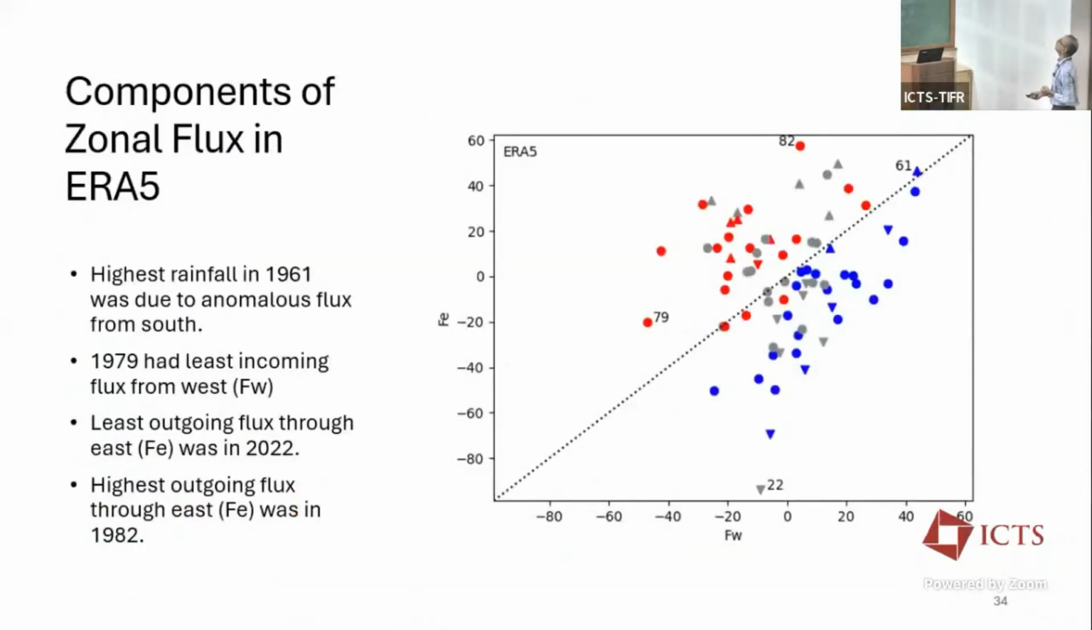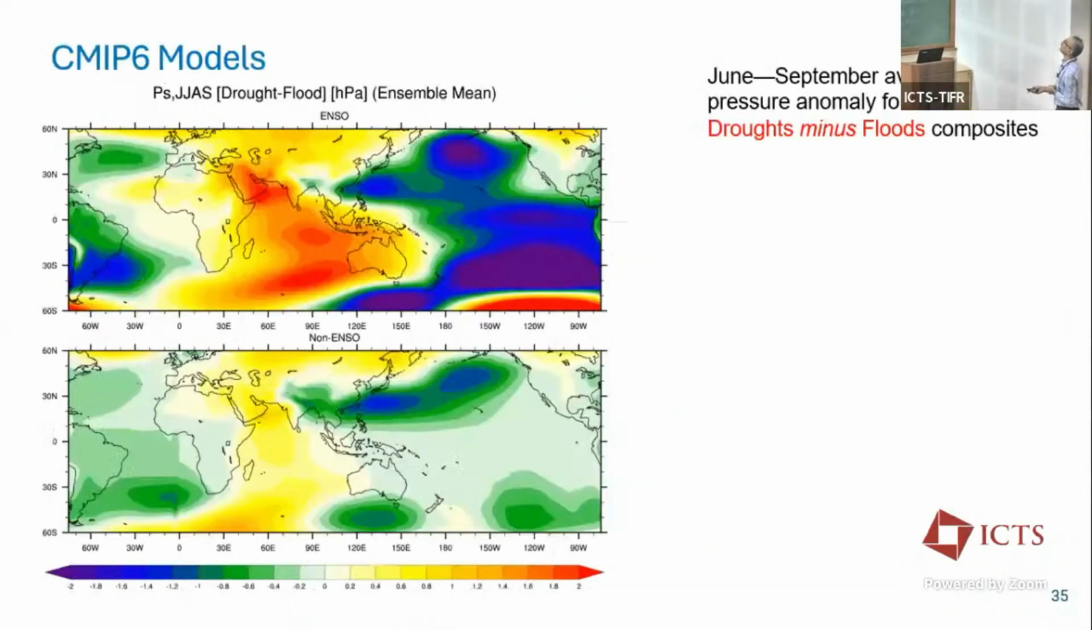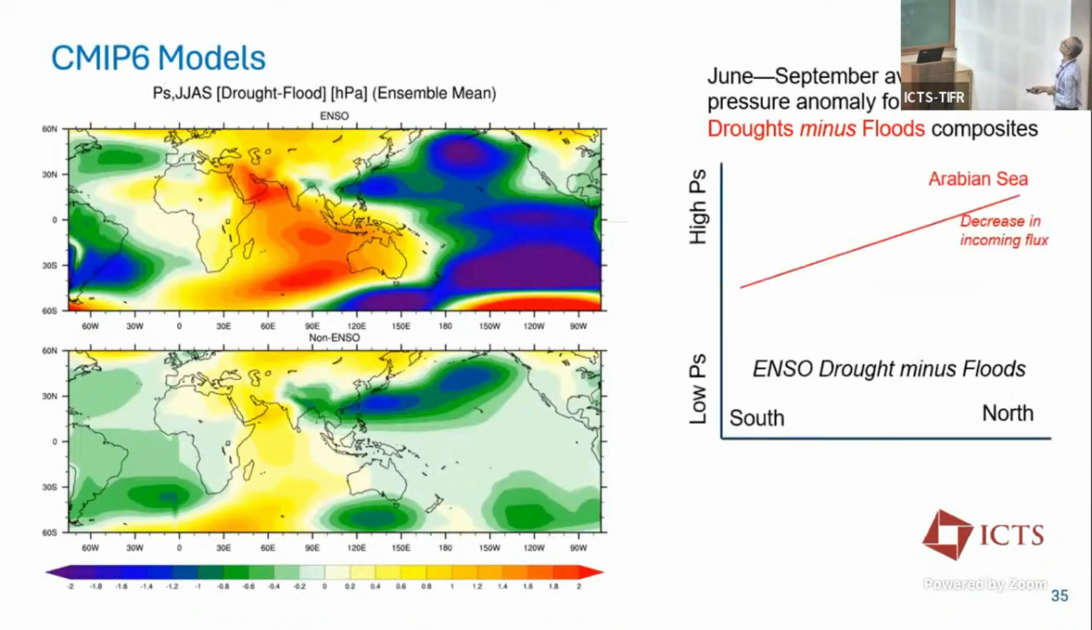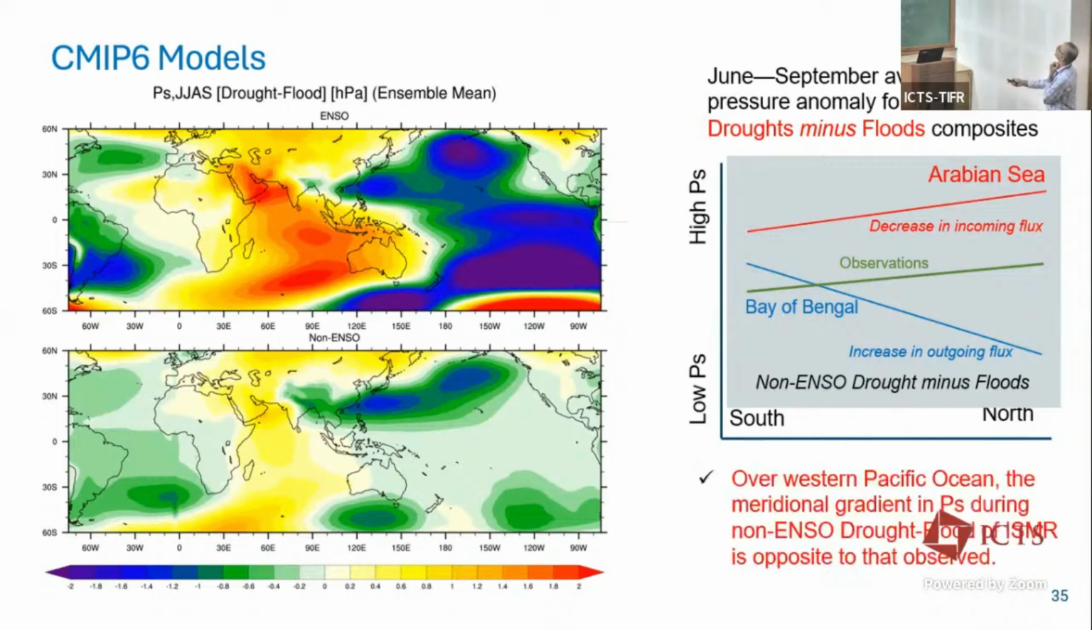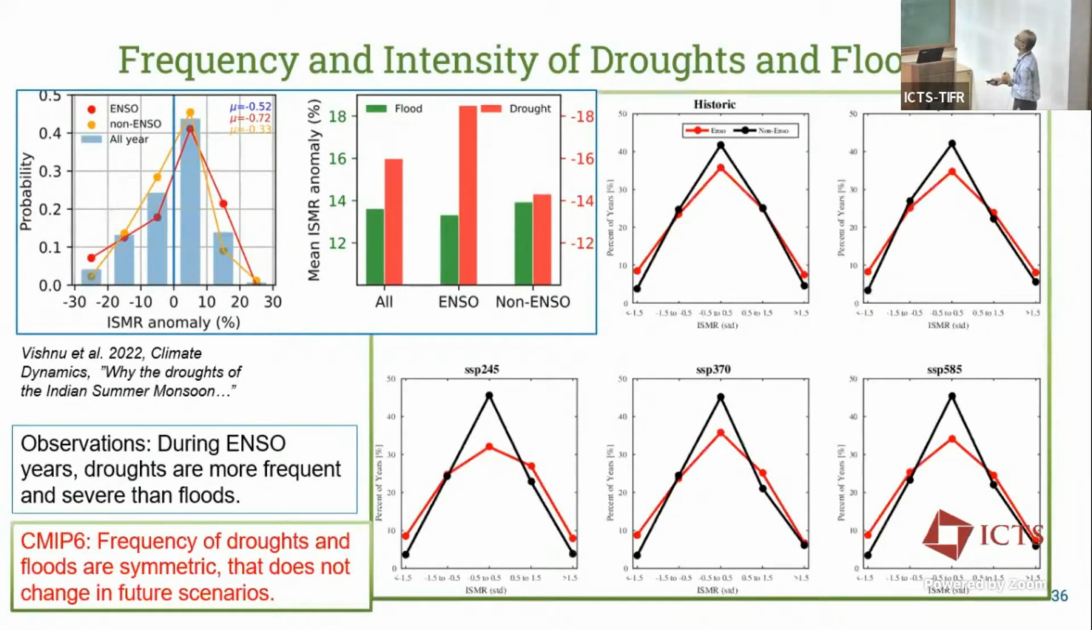Okay, so what happens in the CMIP6 models, I'll just quickly summarize. In the CMIP6 models, over the Bay of Bengal there is a decrease in the moisture flux, and over the Arabian Sea it is correct, matching the observation here. But over the Bay of Bengal, this flux is actually wrong in the CMIP6 models. And maybe I'll just stop here.